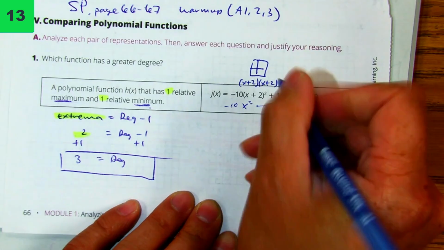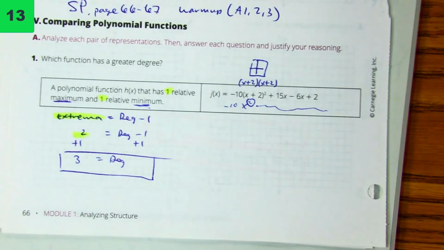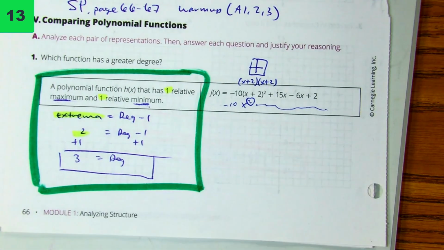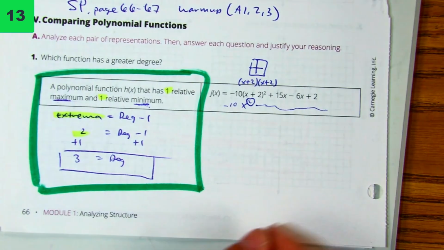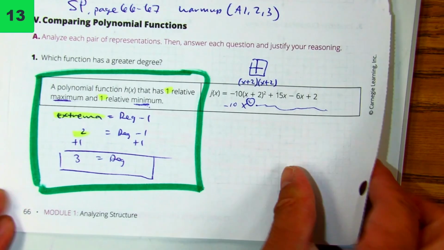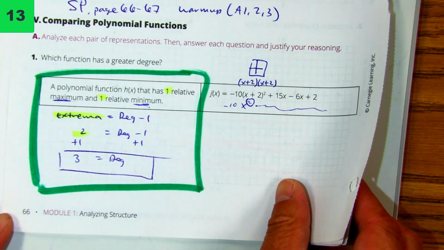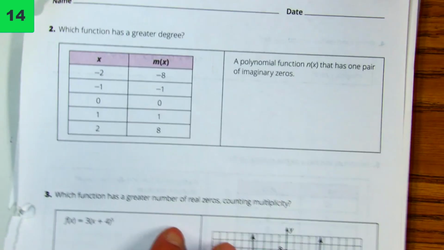So I'm comparing a 3 and a 2, therefore which one's bigger, greater? The left side is greater. A third degree polynomial is higher than a second degree polynomial, regardless if it's opening up or down. Question number 2. Which function has a greater degree?